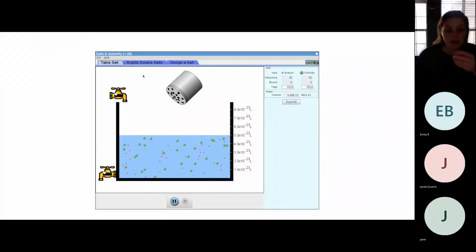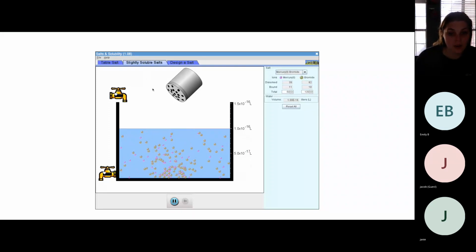Okay, so not everything that is ionic is very soluble. There are some salts that are only slightly soluble. So if I look at this one, it is mercury bromide. It is a slightly soluble salt. So mercury and bromide, that's a metal and a non-metal. So this is an ionic substance.